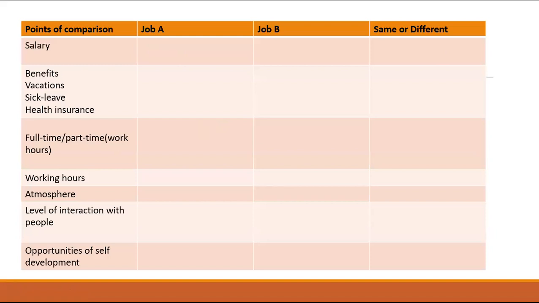And job B is full-time and it's in the morning, right? Working hours, how many hours you are using, atmosphere, level of interaction with people, right? Sometimes it's with adults, sometimes it's with children. And when we talk about doctors and when we talk about teachers, right? So level of interaction with the people depends upon the age, it depends upon their level of mentality, opportunity for self-development. So this is a diagram.